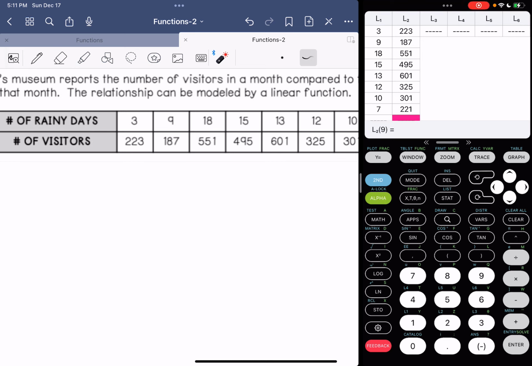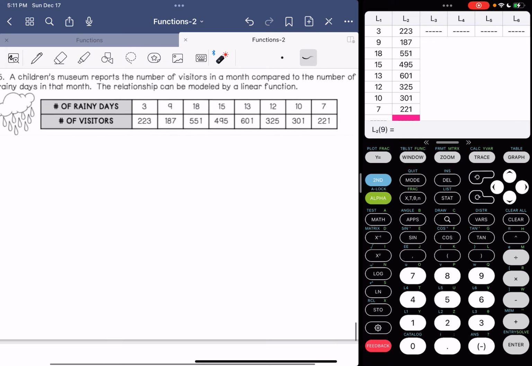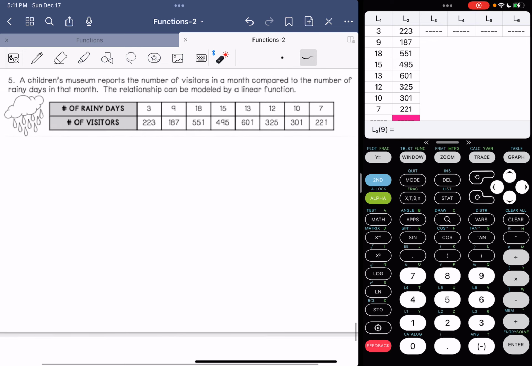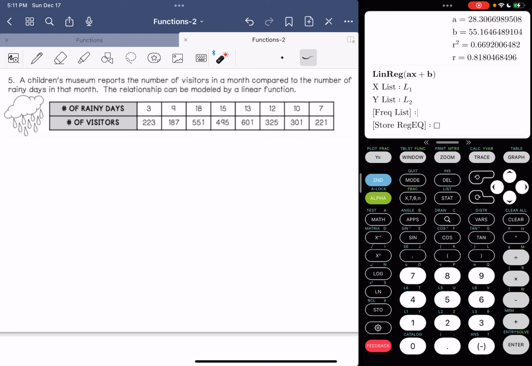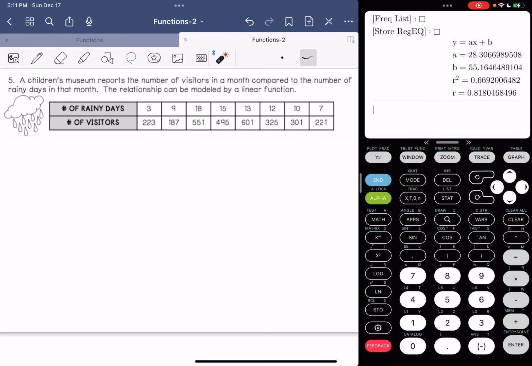For linear regression, you cannot just type in 2 points. You have to type in every single data point. After you do that and double check that all your data was typed in correctly, you can go ahead and hit stat, calc, go down to 4, linear regression, ax plus b, and click enter. And you should see an a value, a b value, r squared, and r.